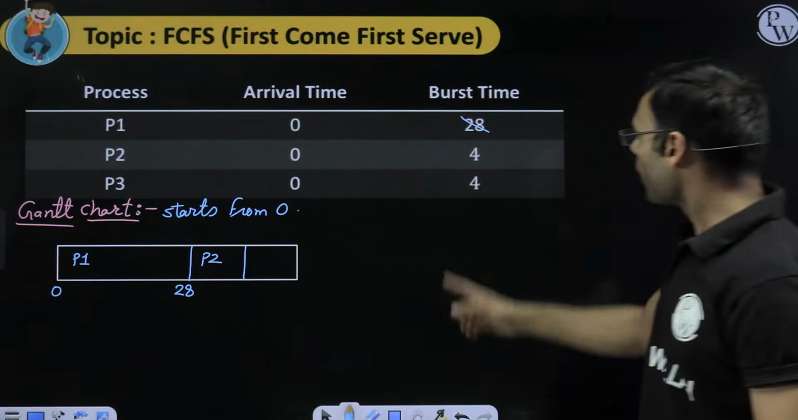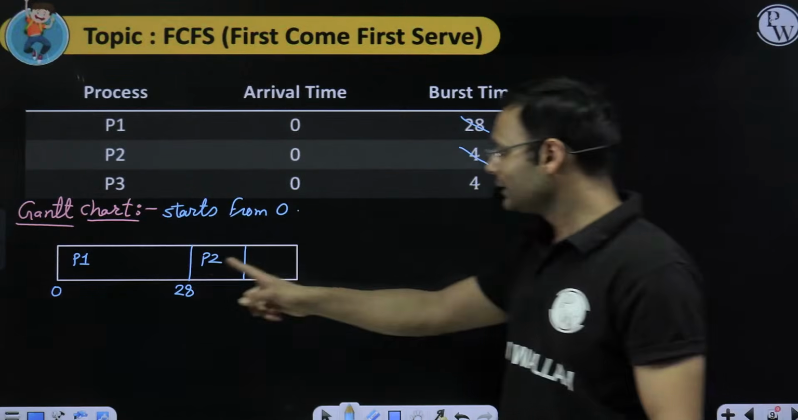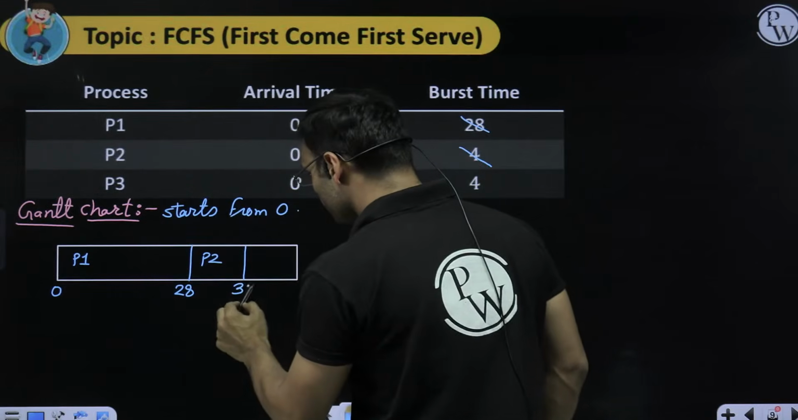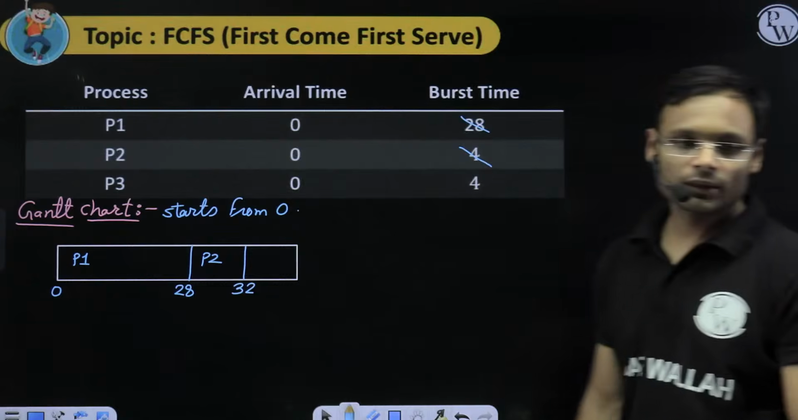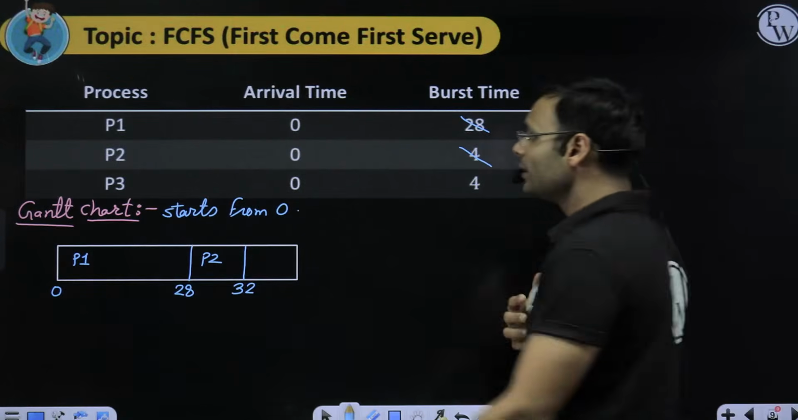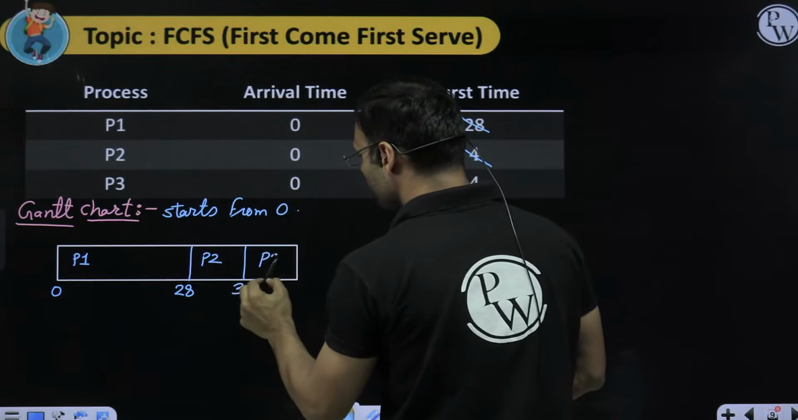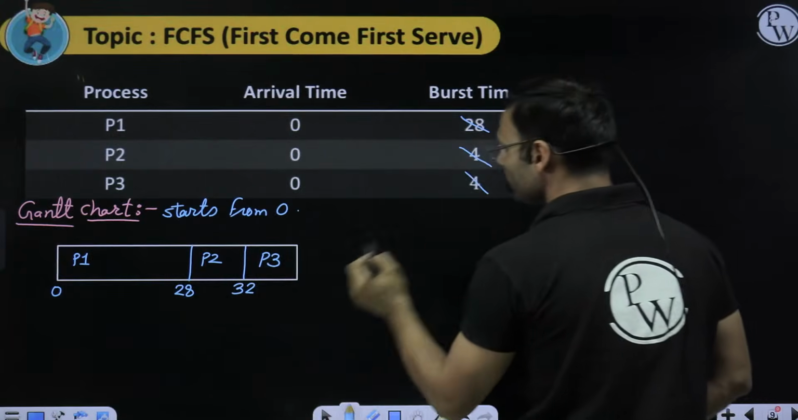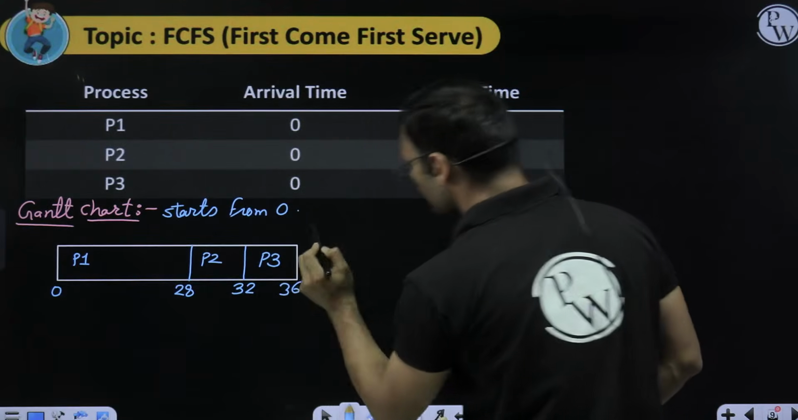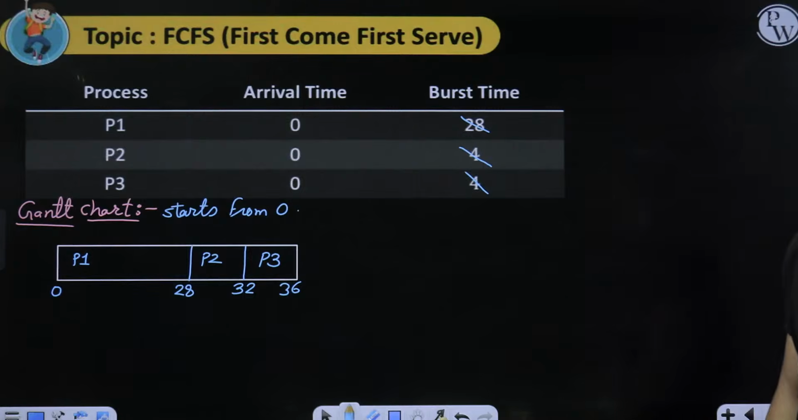P2 will run for how much time? 4. After 28 plus 4, till 32, P2 will run. Then at the end, only one process remaining, P3. It will be completely executed till 32 plus 4, 36.